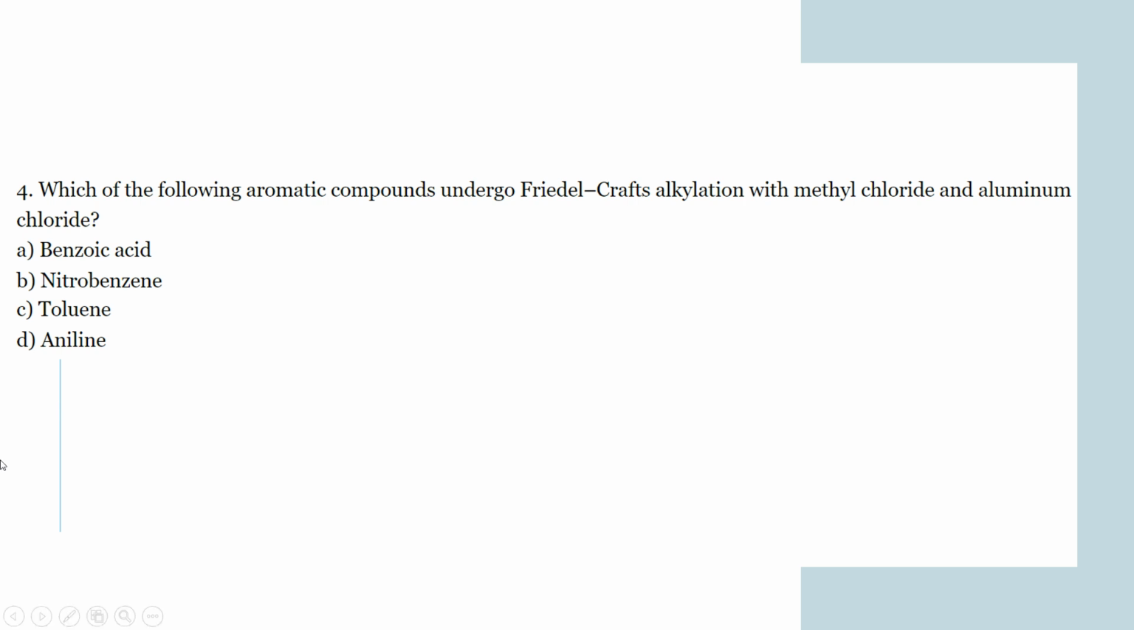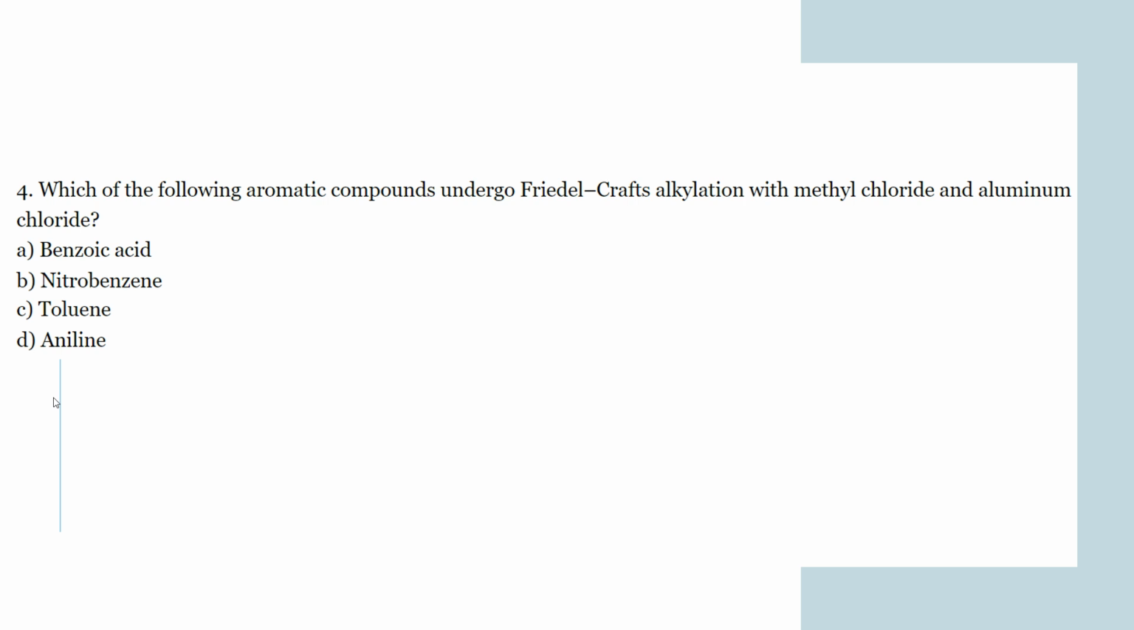So we just need to screen the substrates which are electron rich enough that they will give up their electrons to the electrophile. Definitely the electrophile in this reaction condition will be Me+. So which substrate out of these will give up its electrons to Me+? Is it benzoic acid? Is it nitrobenzene? Is it toluene, or is it aniline? Let us talk about the substrates one by one.